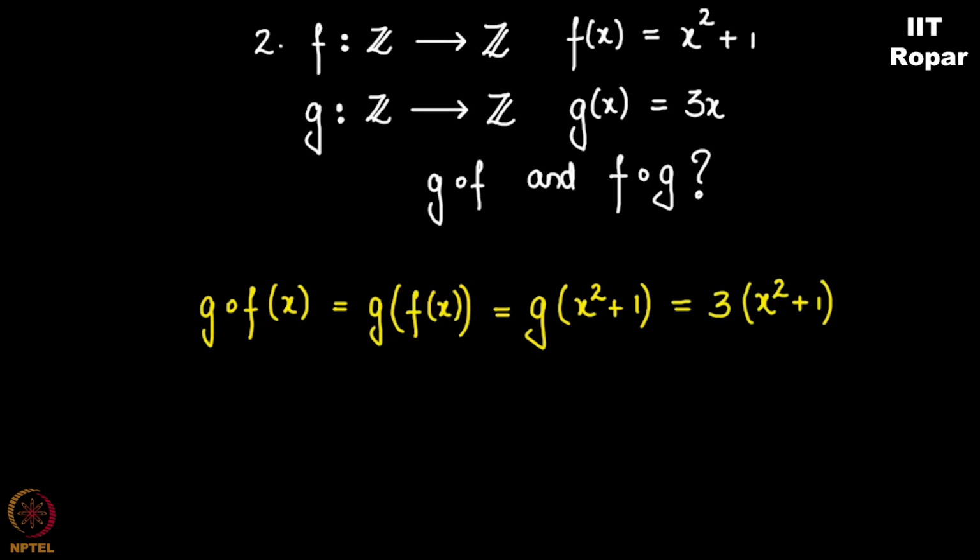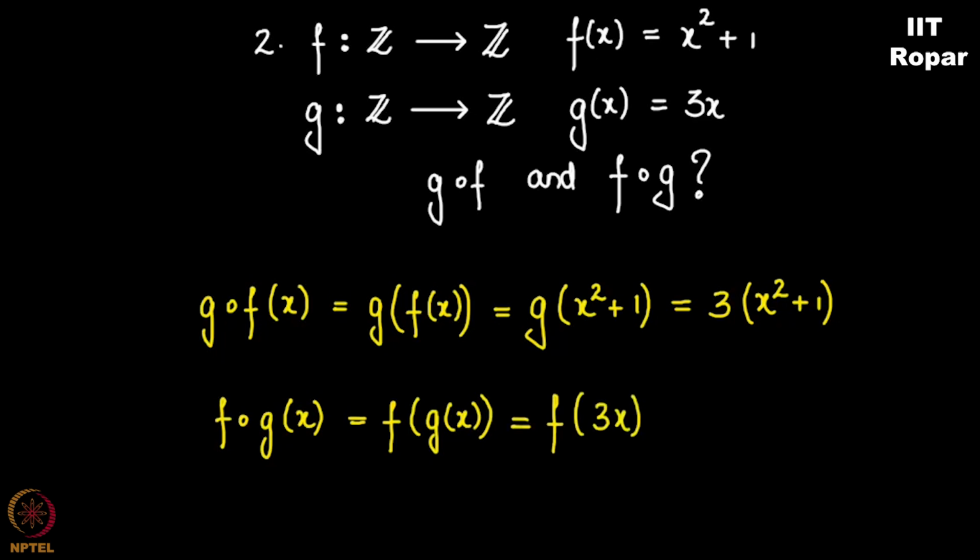What is f composition g? F composition g of x is equal to f of g of x. G of x is 3x. Now this is my y here. What is f of y? F of y is x square plus 1. Okay, let me say f of z because I have already used y. So f of z is z square plus 1. And what is my z here? It is 3x actually. I had substituted 3x as z. And hence f composition g of x is 3x the whole square plus 1.